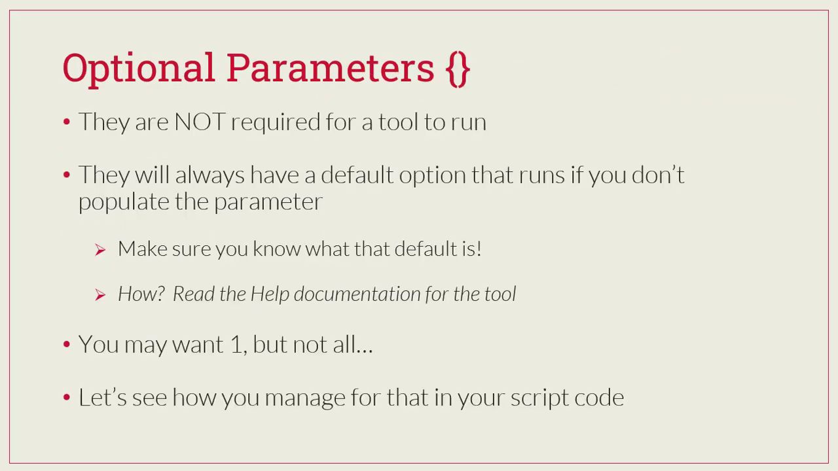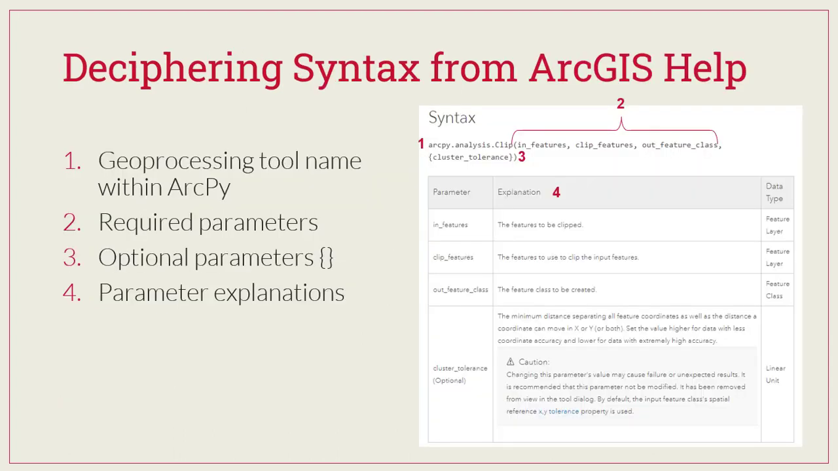All right, let's talk a little bit more about these optional parameters. They're optional because they're not required for the tool to run. They will always have, however, a default option that runs if you don't populate the parameter. And you need to make sure you know what that default is. How do you know what that default is? Well, you read the help documentation for the tool. So let's go back one and let's look at our syntax for clip. And we'll notice that we had one optional parameter called cluster tolerance. All right, so let's see what this is.